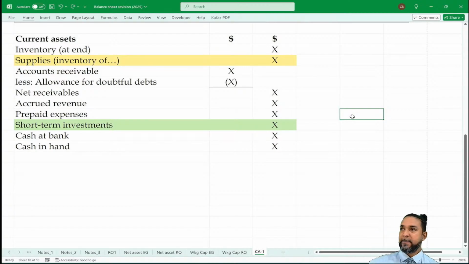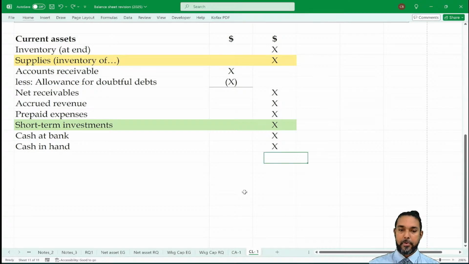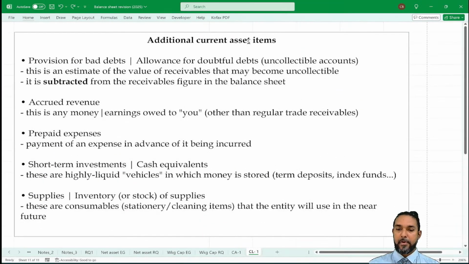All right, cool. All right, in class, people, you okay with the current asset stuff? Yeah? All right, lovely. Okay, so we're going to go to current liabilities. I'm just going to copy and paste the sheet because it's basically going to be along similar lines. So additional current liability.